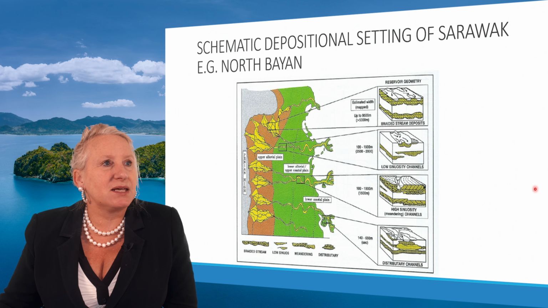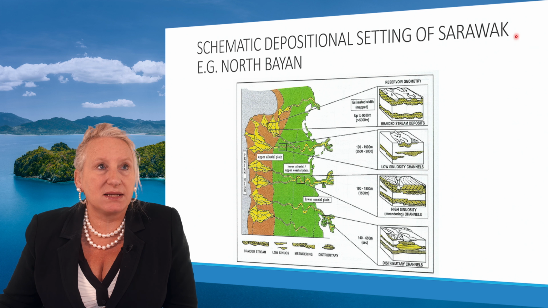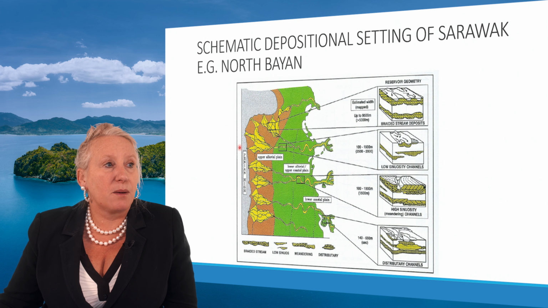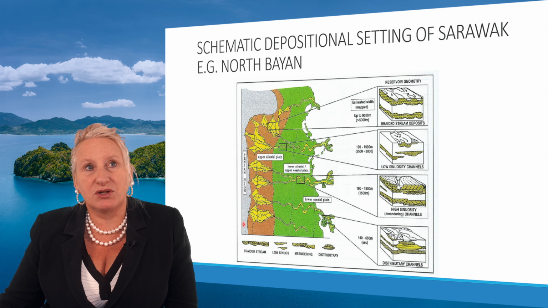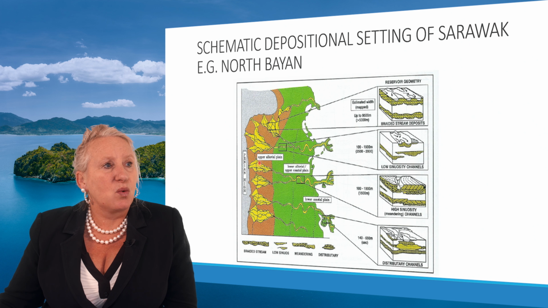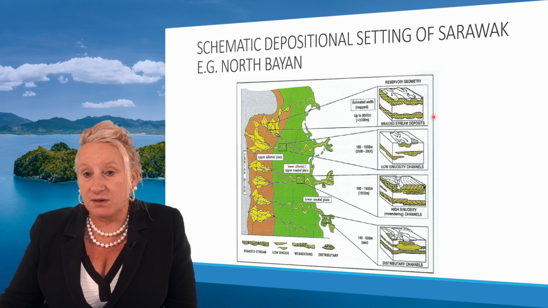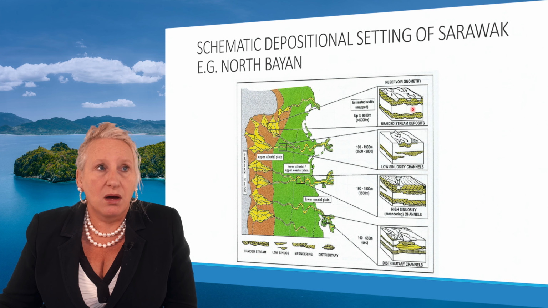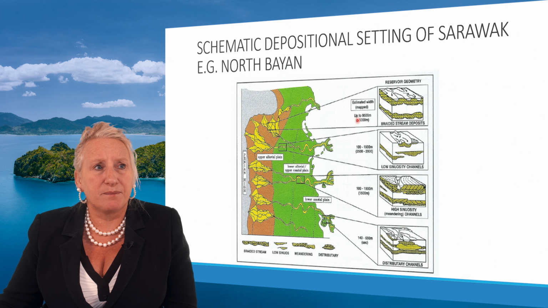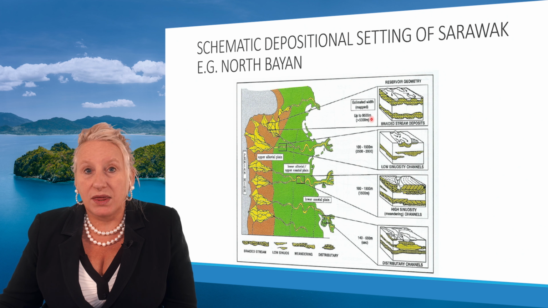When we look at the schematic of the depositional setting of Sarawak, there's a particular example for North Bayan field. We have the Penninian High here, which is the old high. We have this braided river system coming in the upper alluvial plains, associated with the braided river system that we just saw in that core with the gravels. You can look at the size of these things. They're up to 9,500 meters in width.